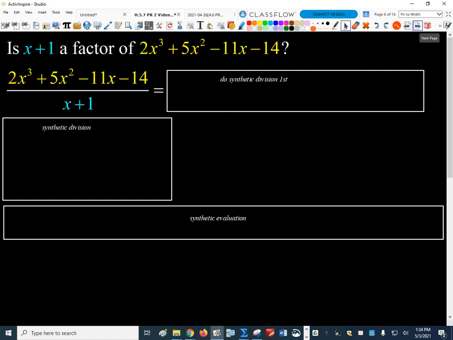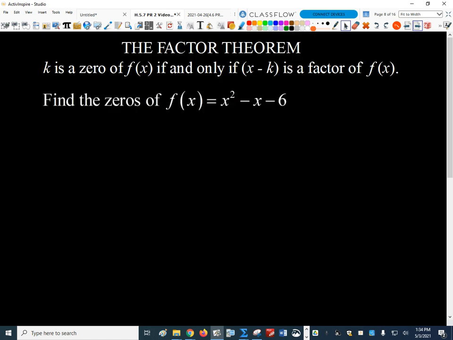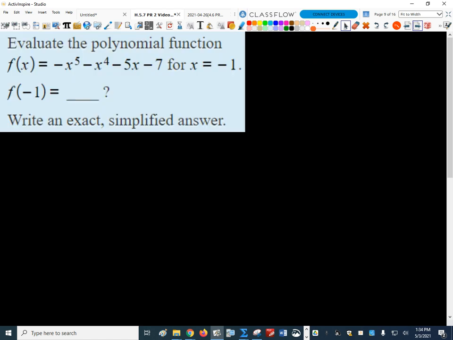I want to do one more thing before we use it. Let's use it real quick. Okay, how am I going to do this problem?